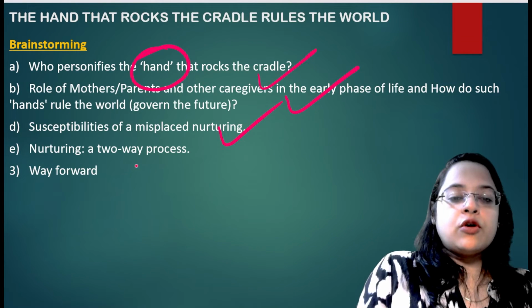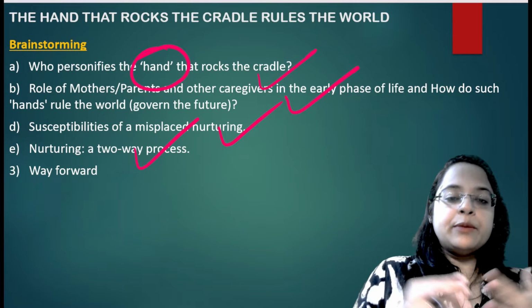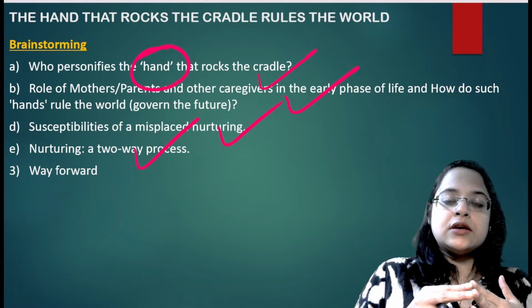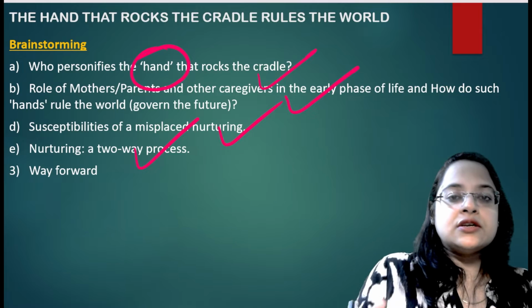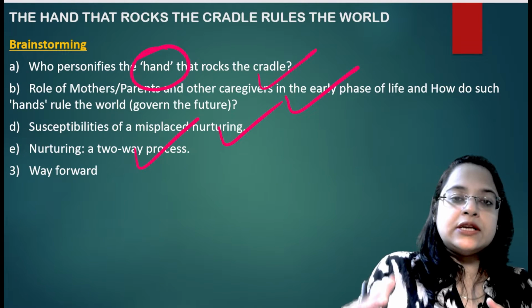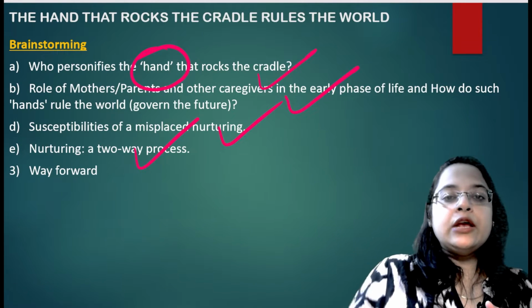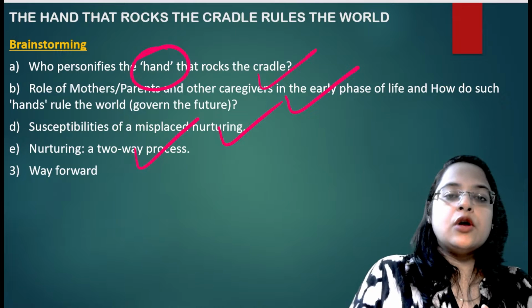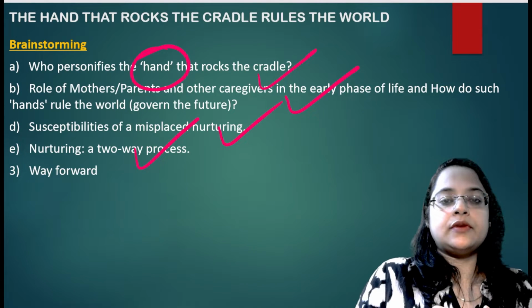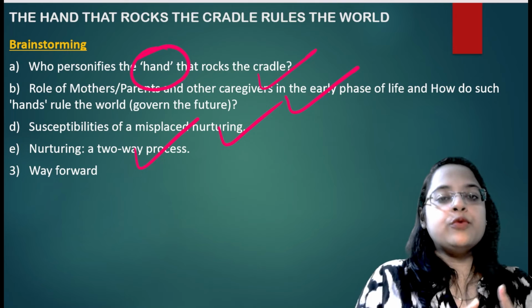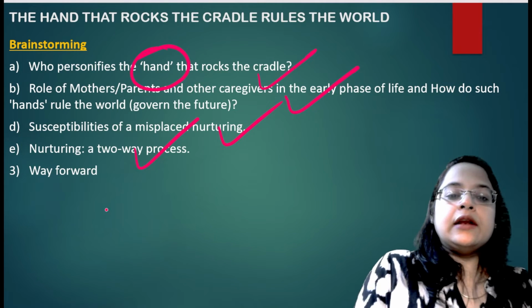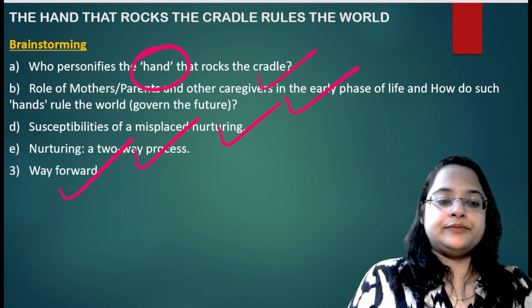Okay, then we talk of nurturing as a two-way process. That means the person who is getting nurtured, the child, has an equal influence over the person who is nurturing the child, right? So this is a two-way process. Then we come to the way forward.